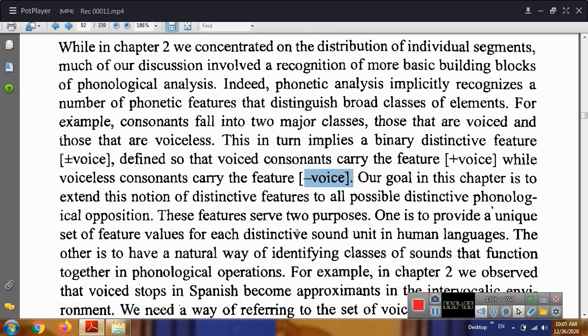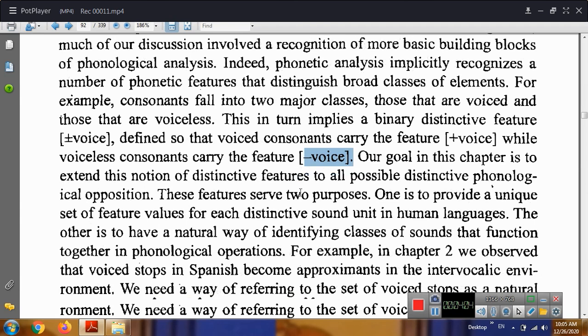Our goal in this chapter is to extend this notion of distinctive features to all possible distinctive phonological oppositions. Here we just read about the voice feature, minus and plus voice, for consonants. But we want to become familiar with all of the features, for vowels and for consonants.